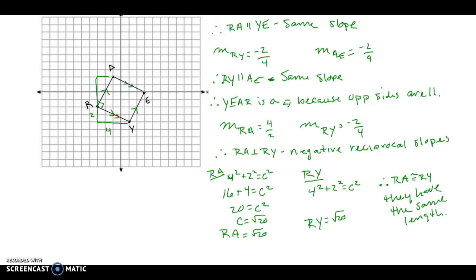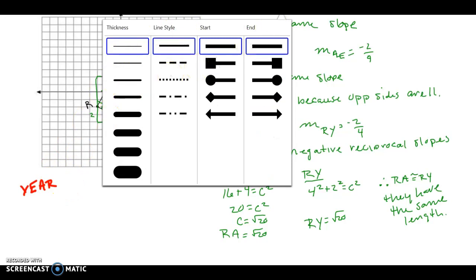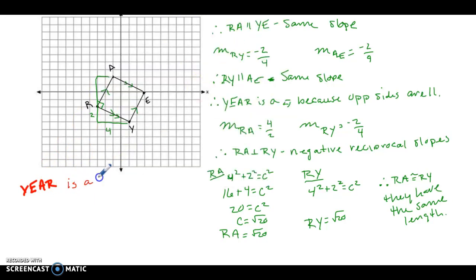All right, and then my final conclusion is going to be that this is a square. So in the end, I know YEAR is a square because it is a parallelogram with a right angle and consecutive sides congruent.